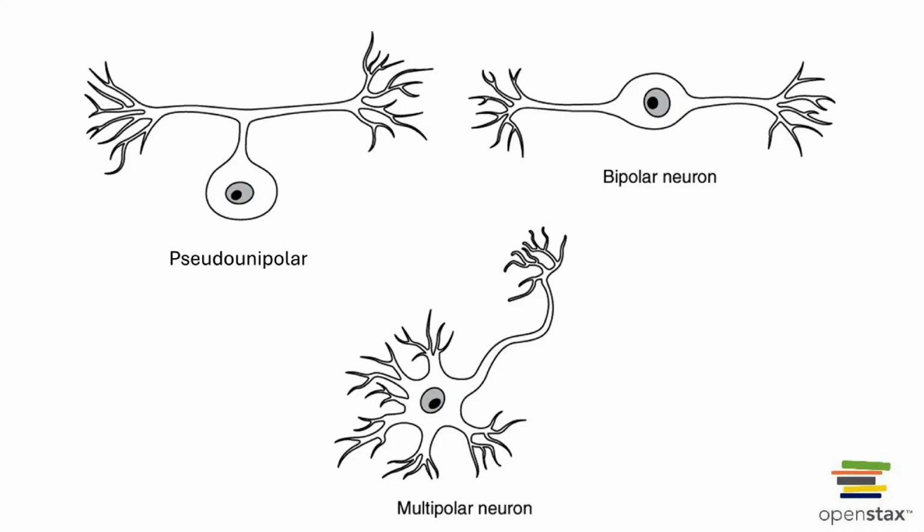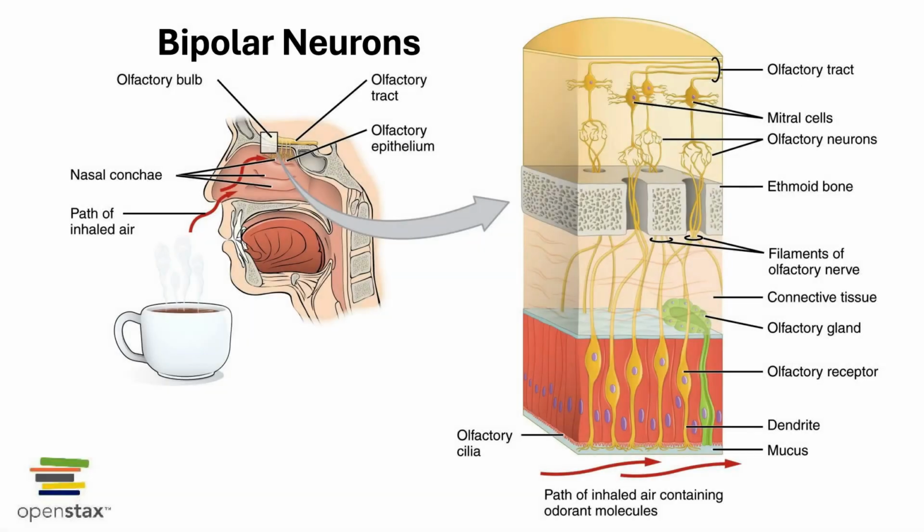Pseudo-unipolar neurons have just one extension from the cell body. However, this extension quickly branches into two parts, one that functions like a dendrite and another that acts as an axon. Bipolar neurons have two distinct extensions attached to the cell body. One extension is the dendrite and the other is the axon. Bipolar neurons are found in specialized sensory organs.